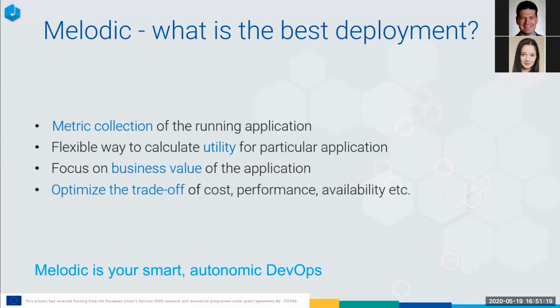And of course, in all optimization, there might be trade-offs between cost, performance, and availability issues, whatever you represent in the utility. And Melodic aims to do that automatically for you. So if you have formulated a good utility balancing these different concerns, then Melodic will make sure that this is the best possible deployment based on your utility.